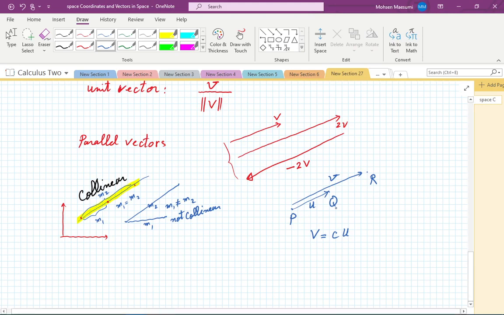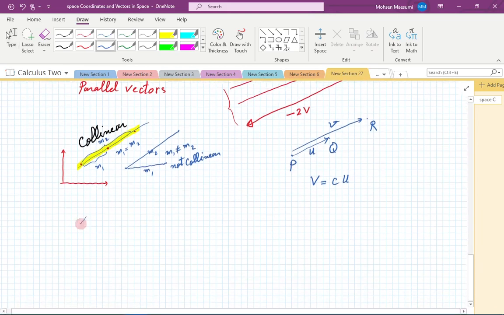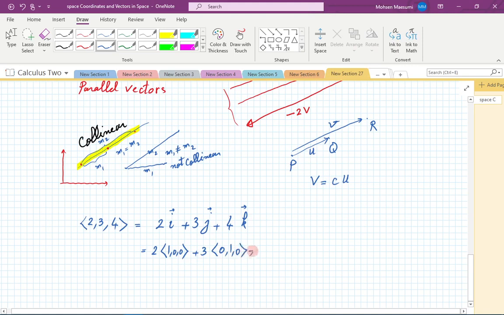Another basic issue with respect to notation is, well, how are we going to write our vectors? Suppose I have the vector 2, 3, 4. That is 2 in the x direction, 3 in the y direction, 4 in the z direction. Are there other ways of referring to this? Well, I can write this as 2i plus 3j plus 4k. Remember, these are our standard unit vectors. What does that mean? It is 2 of 1, 0, 0, plus 3 of 0, 1, 0, plus 4 of 0, 0, 1.